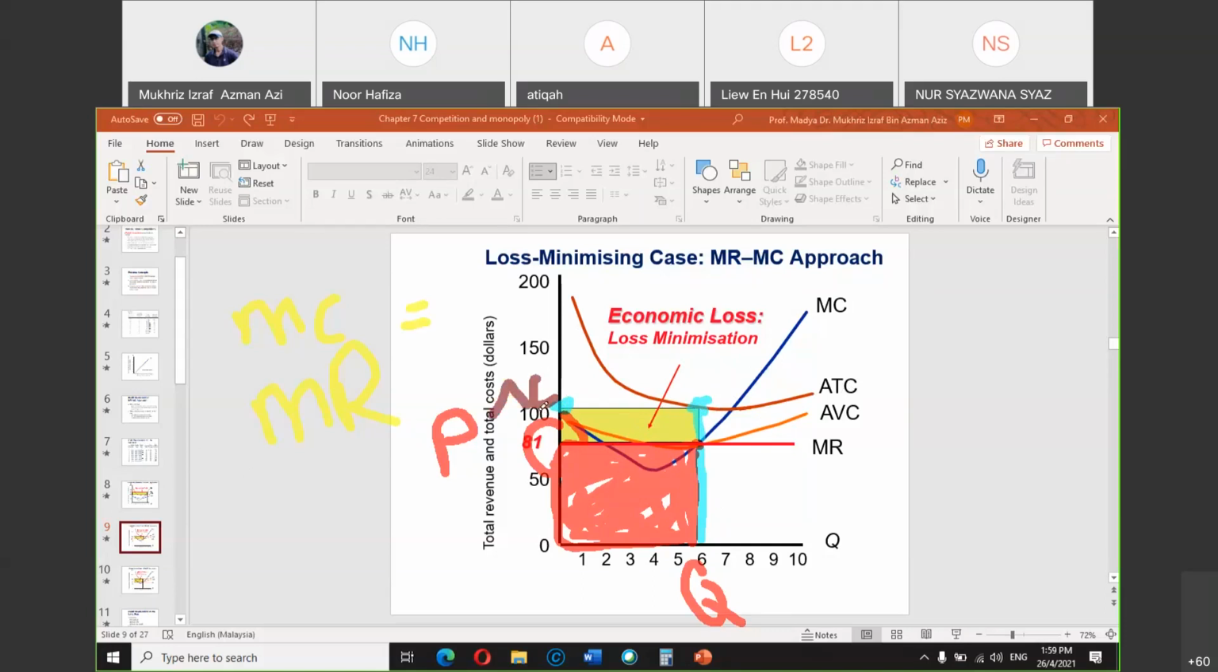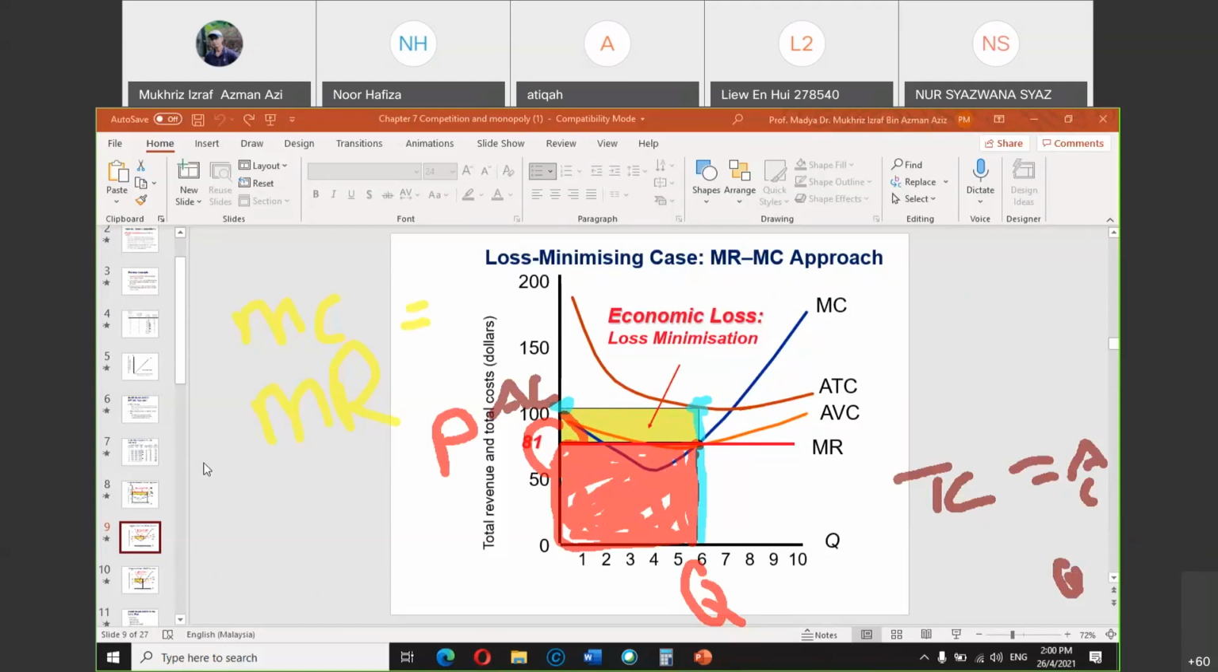AC. So this point will be the average cost. AC times quantity gives you total cost. I showed this in the previous slide: total cost is obtained by AC multiplied by Q. This area will be the total cost area.